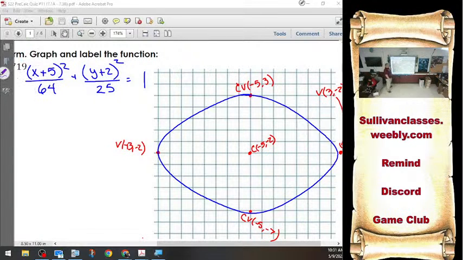Okay, cool. I got my center. I got vertices, co-vertices, foci. To find the foci of this dude, square root of what? Minus b squared. 64 minus 25 is 39, so they ain't pretty. I'm just going to have to leave it as square root of 39 as a distance.